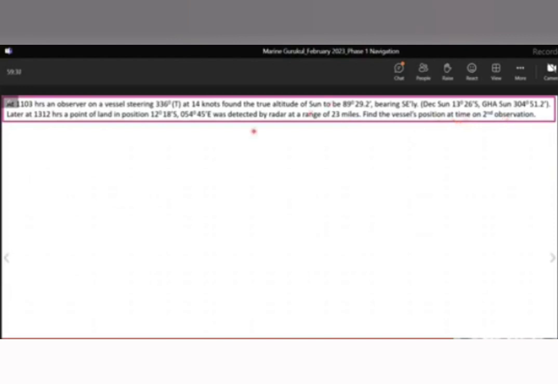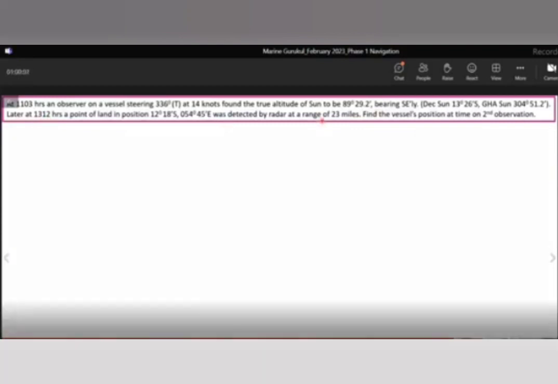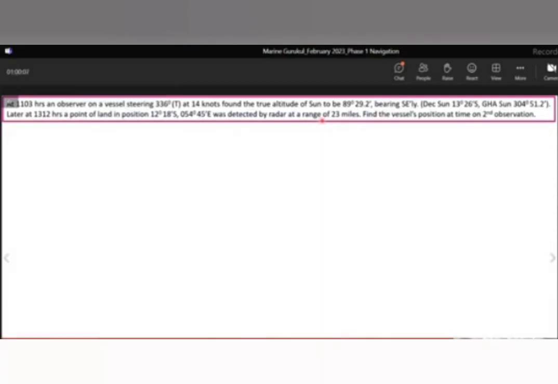Now, before we start with the question, I'm sure all of us would agree from our knowledge that at 11:03, it's a high altitude celestial observation. So we get a position circle with GP of the sun as the center and TZD as the radius. At 13:12, we again get another position circle with the point of land as the center and radar range as the radius. So I hope beta the question is clear. Any doubt in question, please share with me.